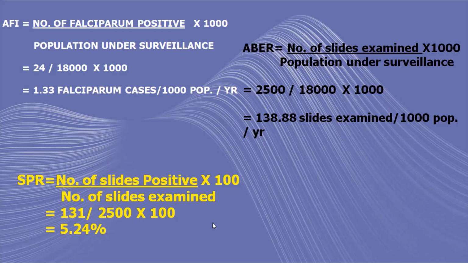So like this, these are the parameters of malaria surveillance which are asked in your exam. They may ask you one and interpret, or they may ask you to calculate two also for 2 marks.